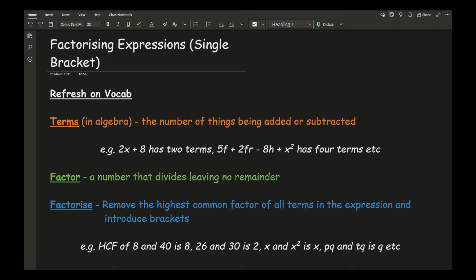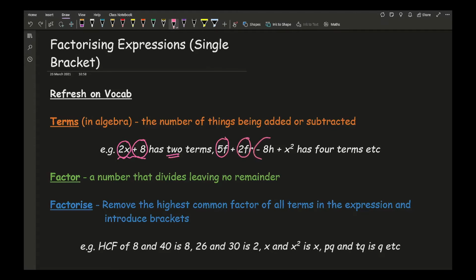The word term in algebra is the number of things being added or subtracted. So here, if we have a look at this first one, we've got 2x plus 8, and you can see that we've got two things being added and subtracted. So therefore, we've got two terms. In this example here, I've got 1, 2, 3, and 4 things being added and subtracted, so therefore I've got 4 terms.